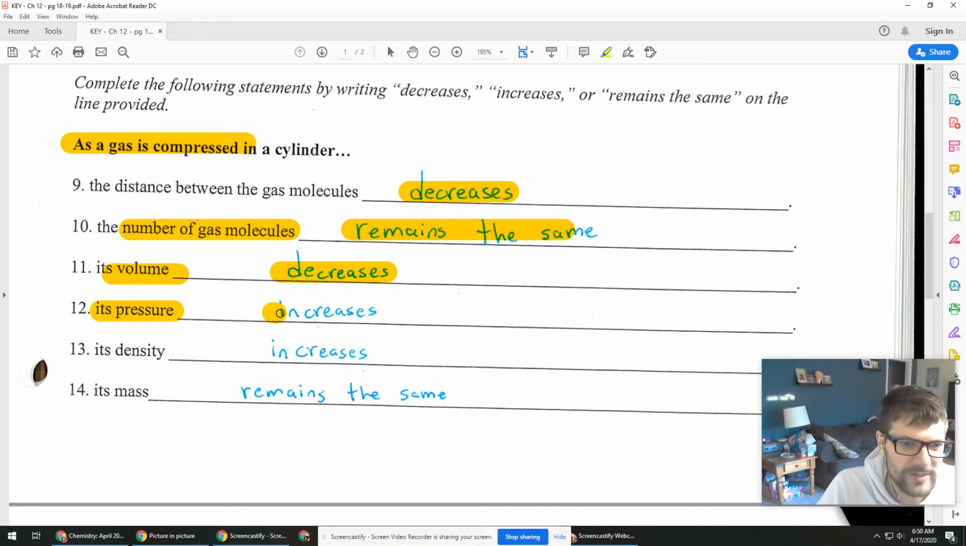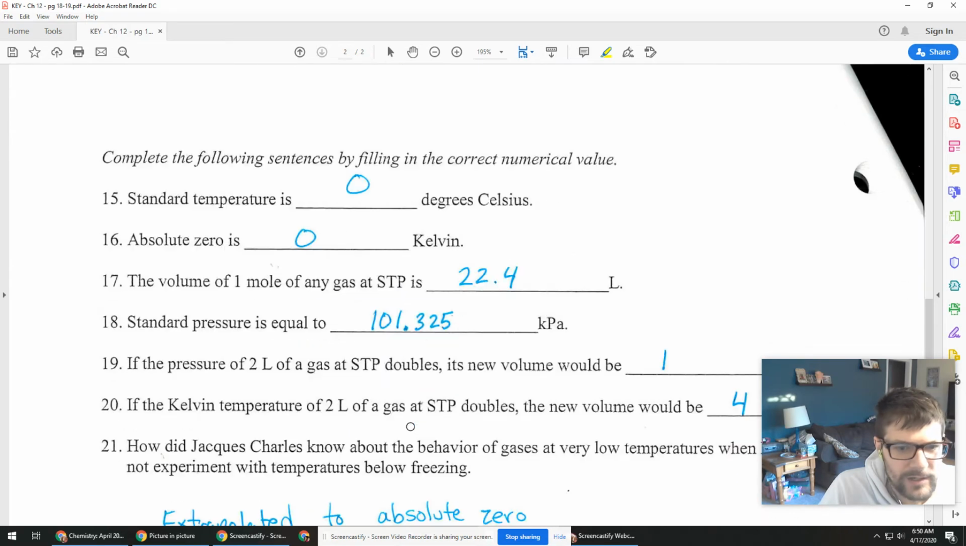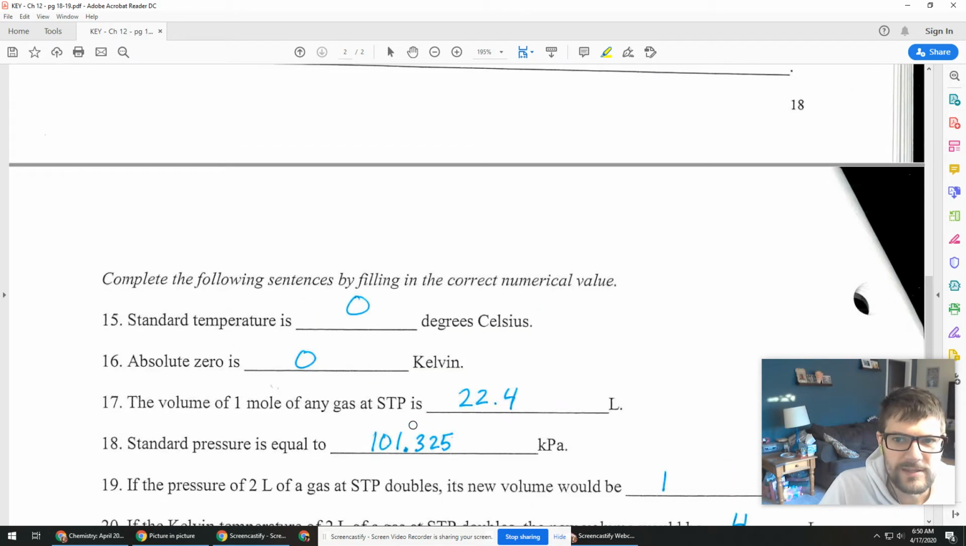The pressure is going to increase. Pressure is related to how many collisions occur. And so if you make it take up less space, there's going to be more of those collisions happening. Its density is going to increase because density is mass as it relates to volume. And if the mass stays the same, but the volume gets smaller, you're going to have something that is more dense, more tightly packed. And its mass, again, that's the particles it's made out of, is going to stay the same.